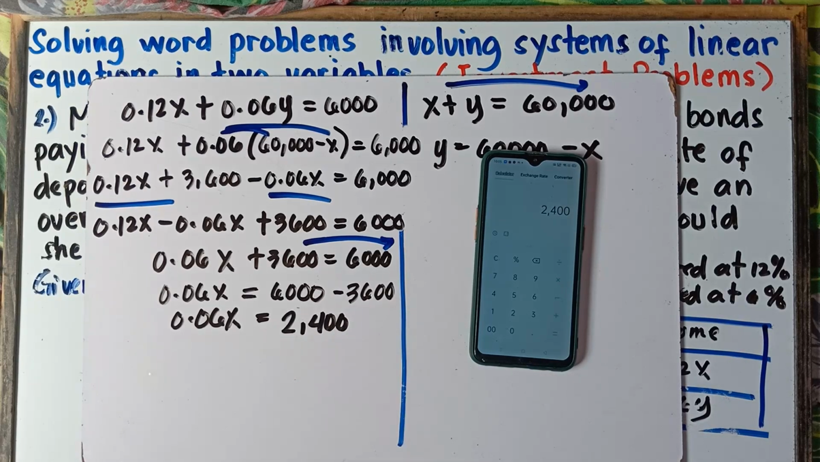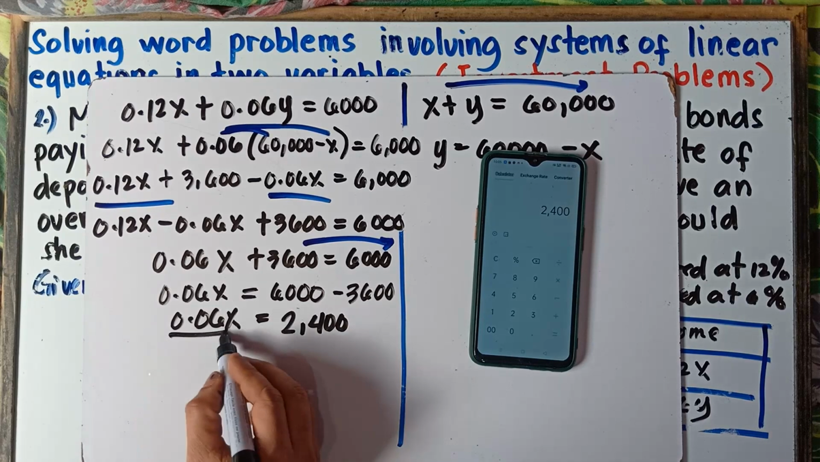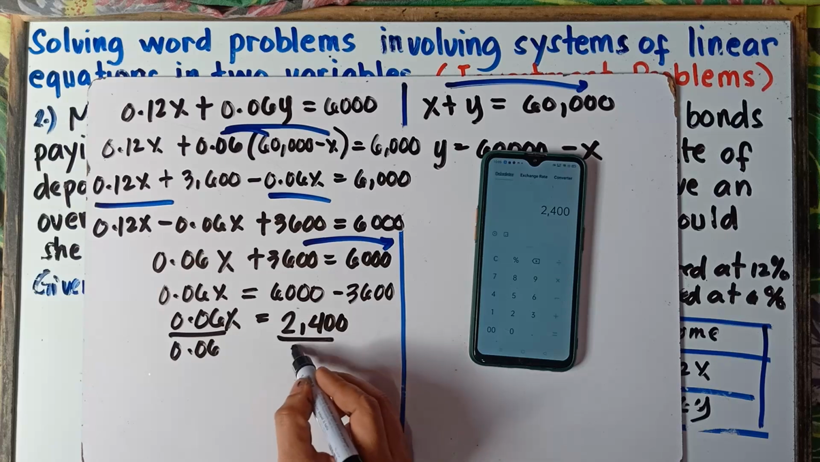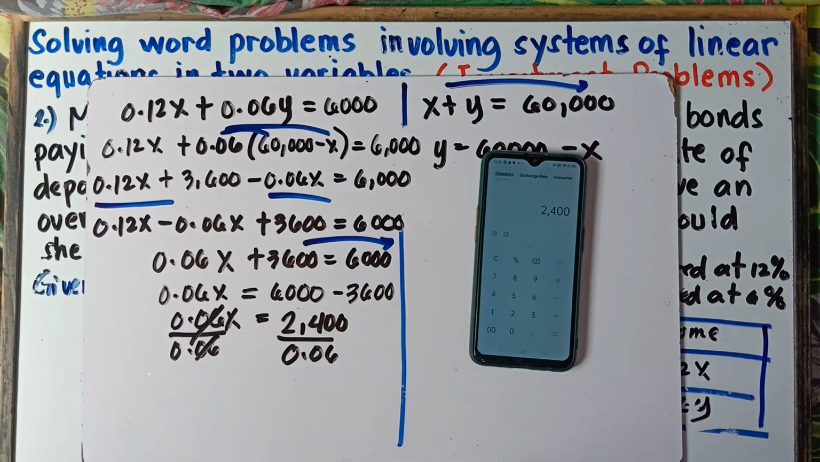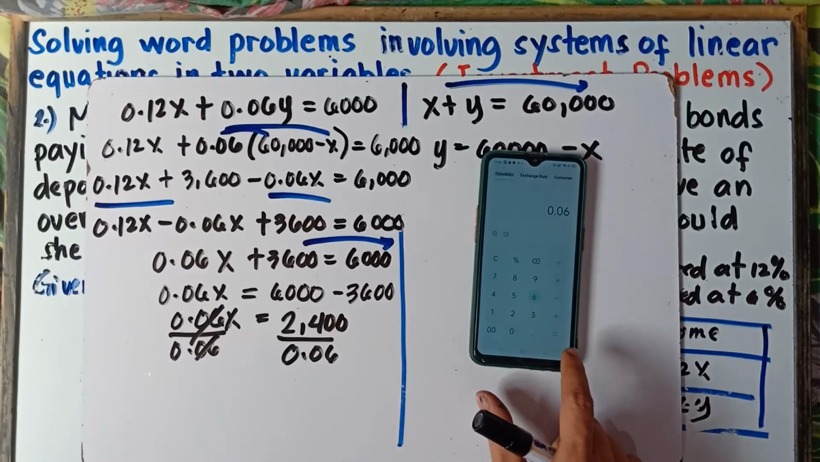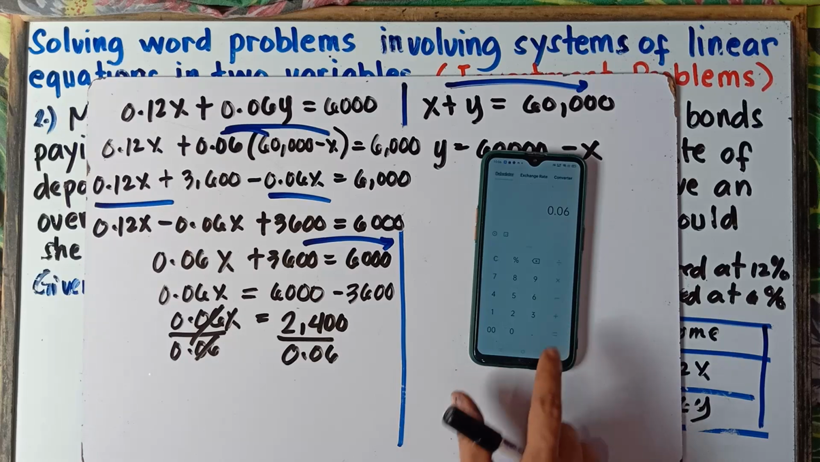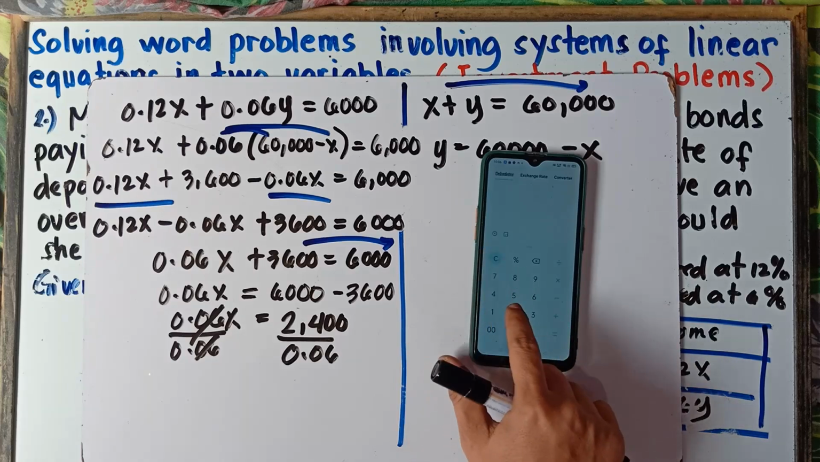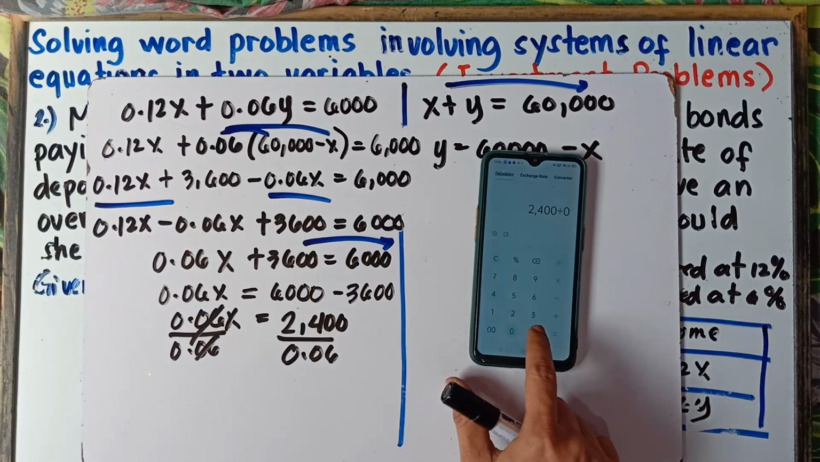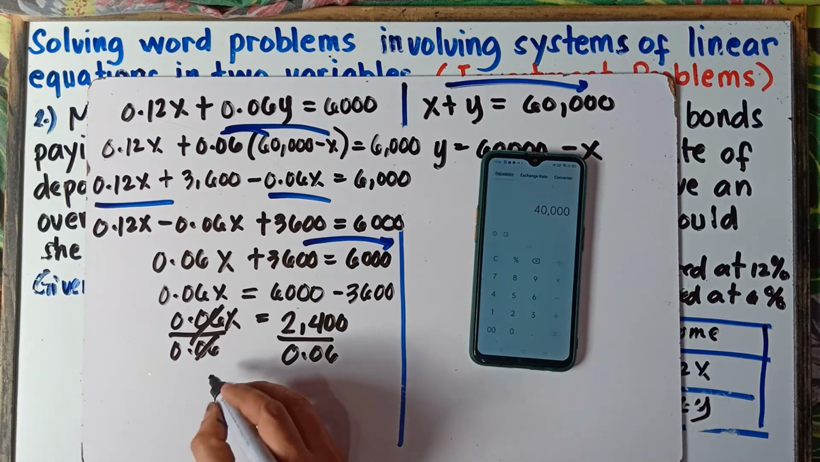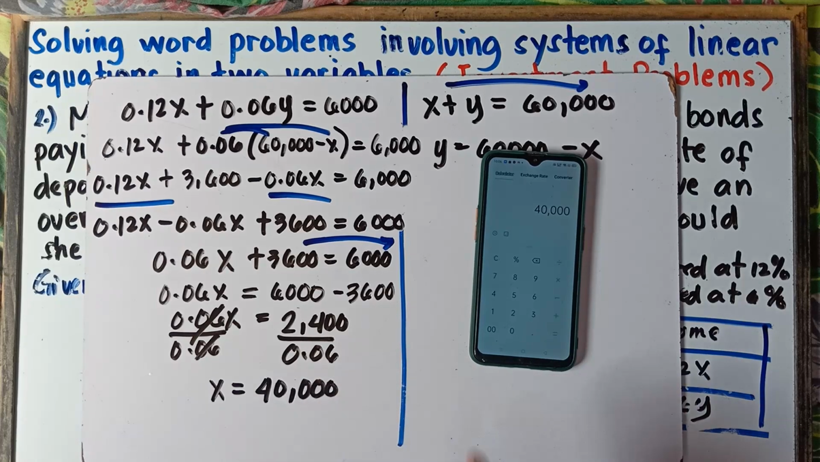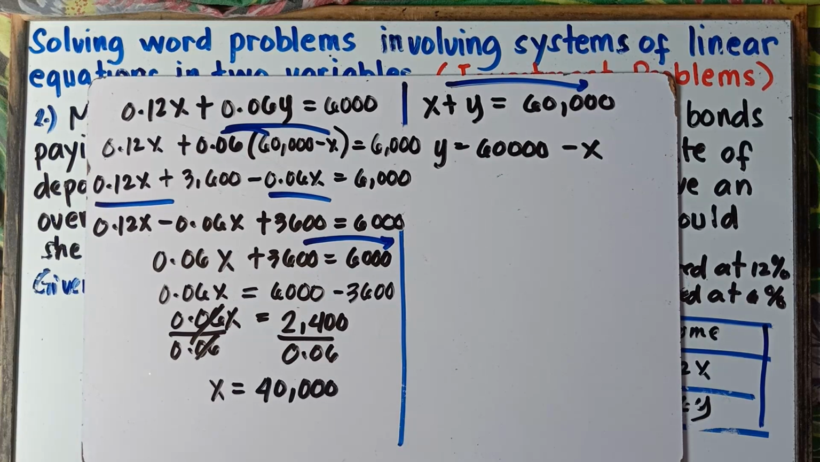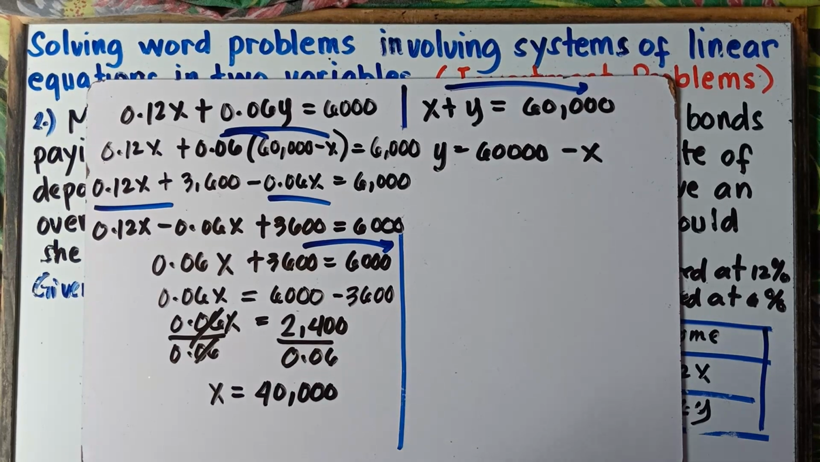And finally, to get the value of x, simply divide both sides by 0.06. Divide by 0.06, cancel this out. So 2,400 divided by 0.06. The answer class is 40,000. And that would be the value of x class. All set. Therefore class, the value of x, that would be 40,000.